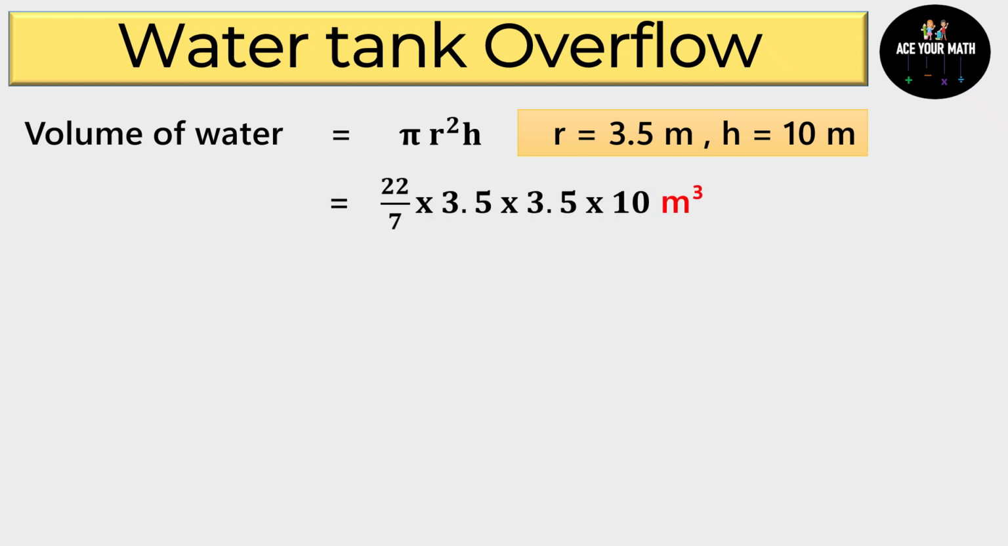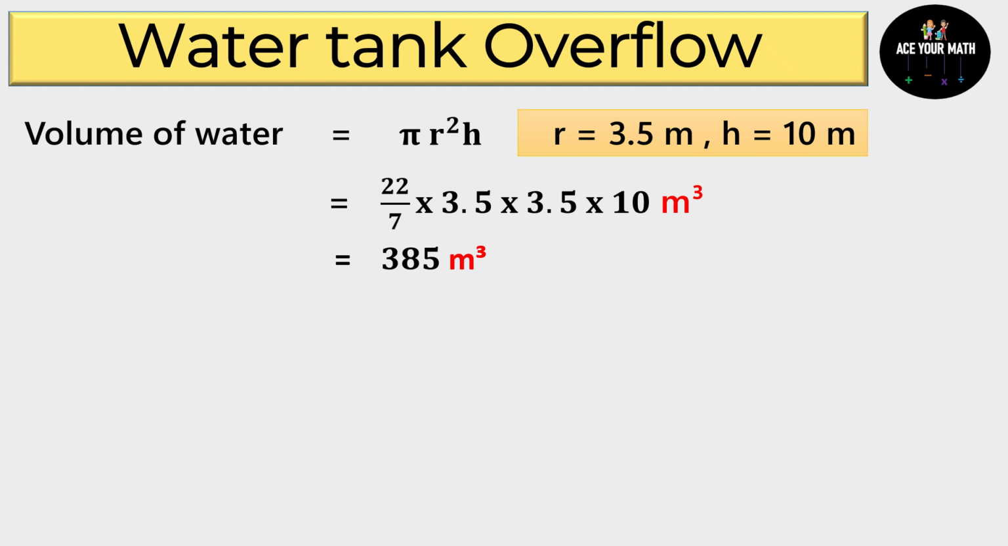As you know that radius is given to you, which is 3.5. Height is given to you, that is 10. So just put them in the formula because the radius and height both have the same unit, meter and meter. So when you calculate, how much water is there in the tank? It is 385 meter cube. So we always write volume in meter cube.